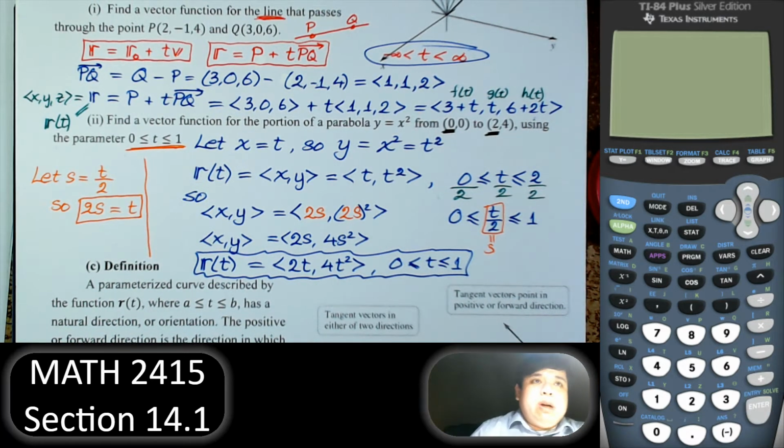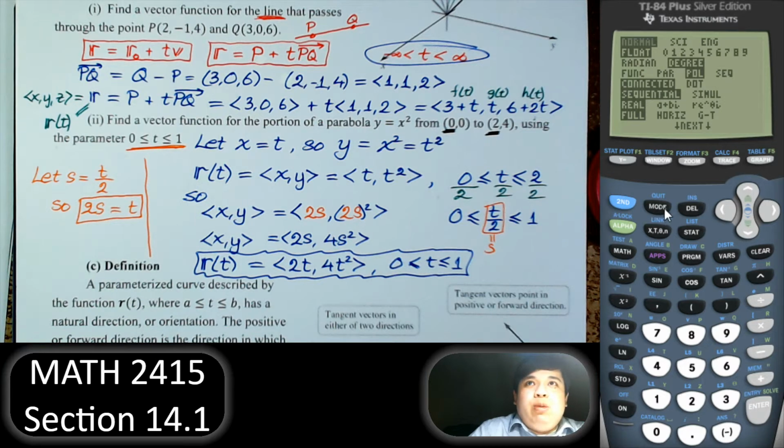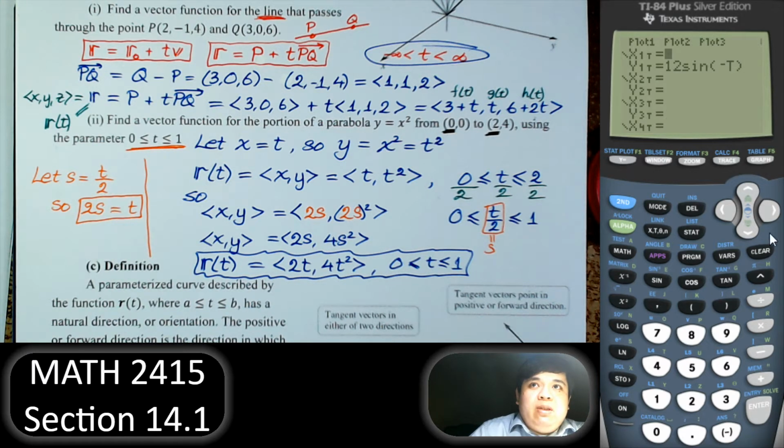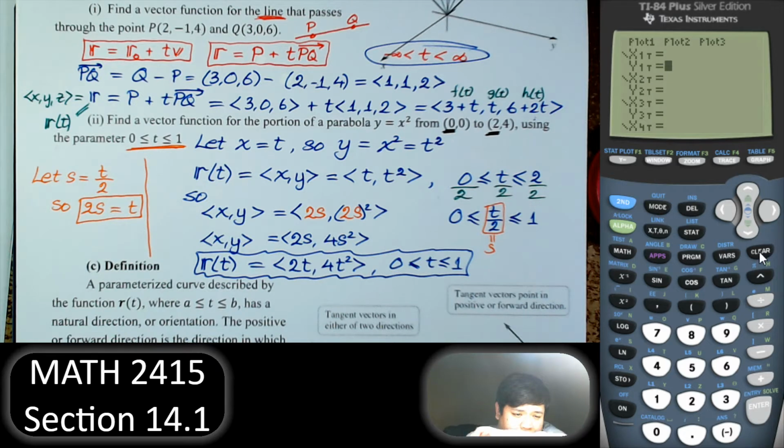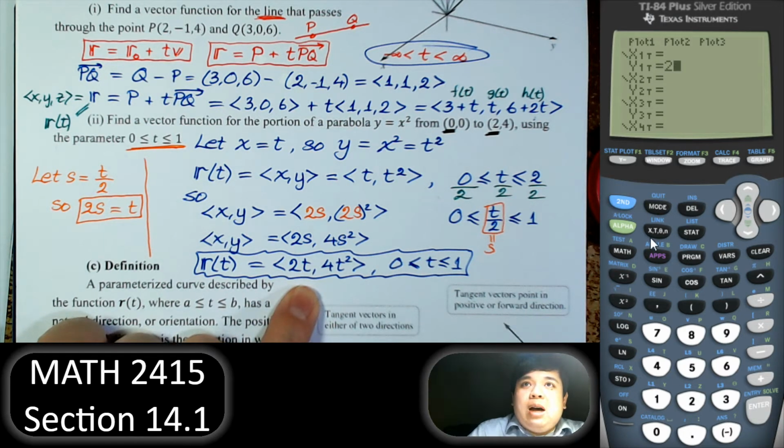Right, how do we know if it's correct? A calculator can graph a parametric equation, but only for two variables, only in the plane. So in the calculator, I will choose function and I go to parametric. And now let's graph 2 times t for x, sorry, 2t, and then 4t squared.